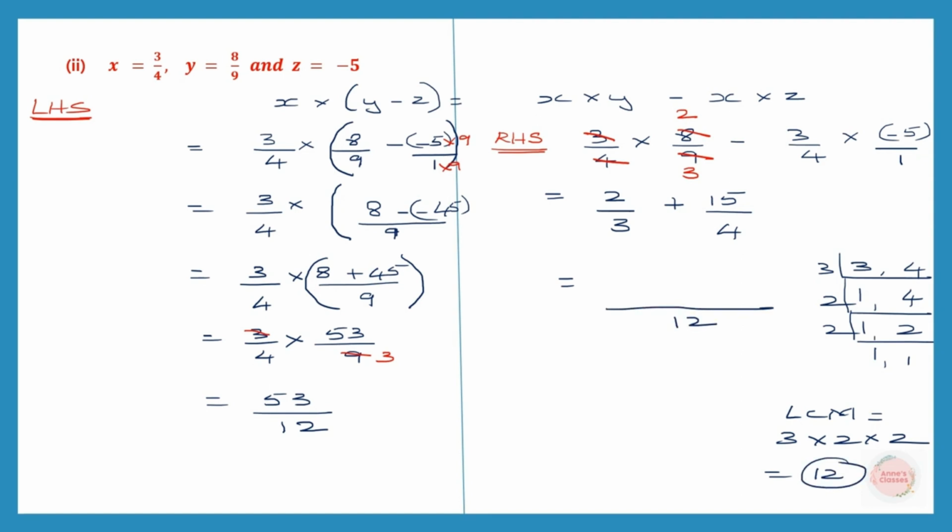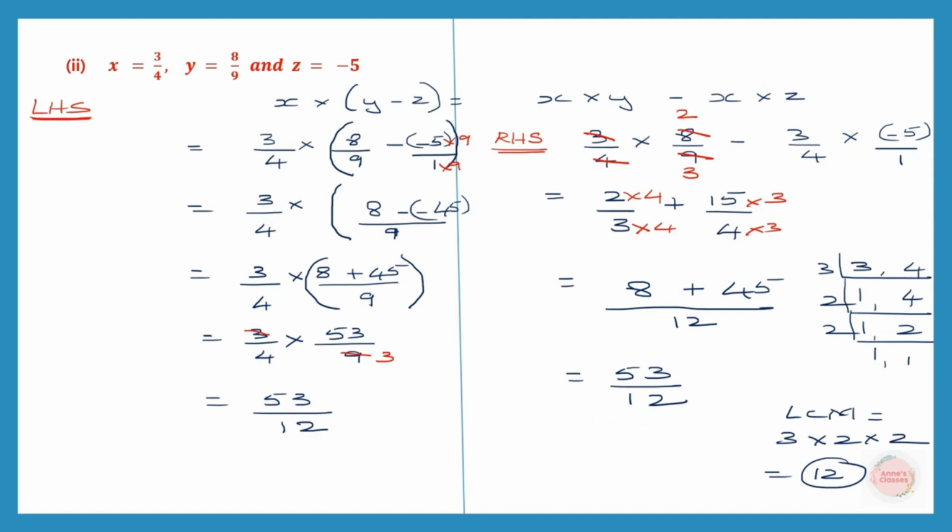Look at the first denominator, 3. 3 fours are 12. So 2 fours are 8. Plus 4 into 3 is 12. So 15 into 3, 15 into 3 is 45. 8 plus 45 is 53 and the denominator is 12. So on the right hand side we have 53 by 12.